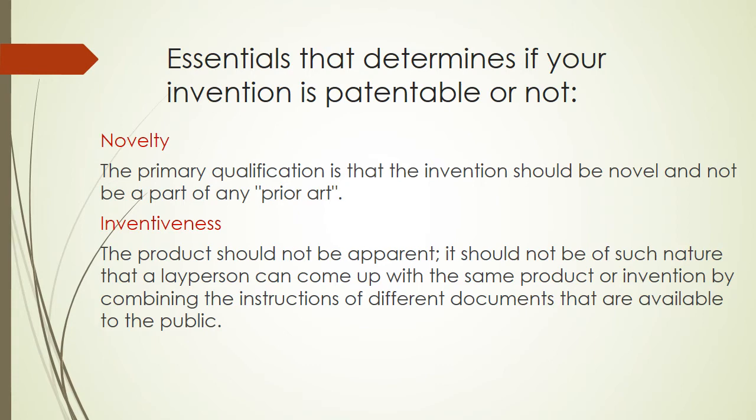Essentials that determine if your invention is patentable or not. There are four main points. Novelty: the primary qualification is that the invention should be novel and not be a part of any prior art. Second, non-obviousness: the product should not be apparent. It should not be of such a nature that a layperson can come up with the same product or invention by combining the instructions of different documents that are available to the public.